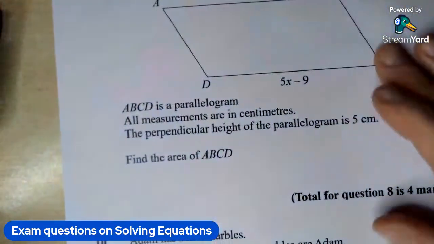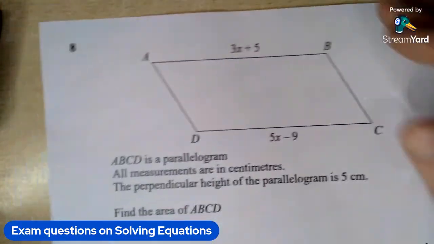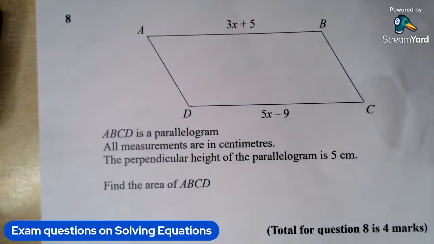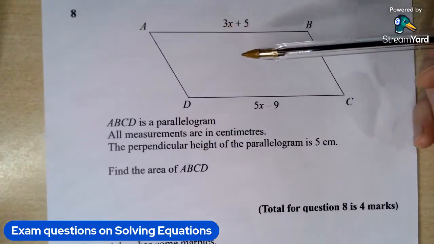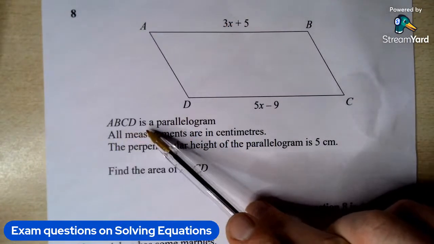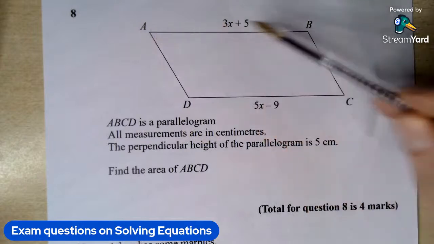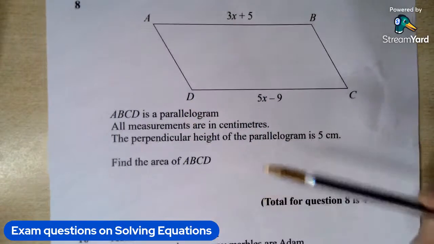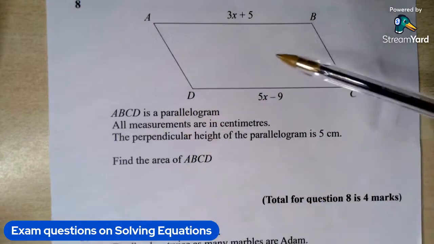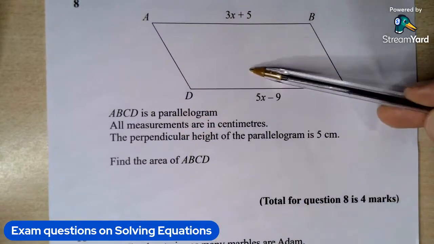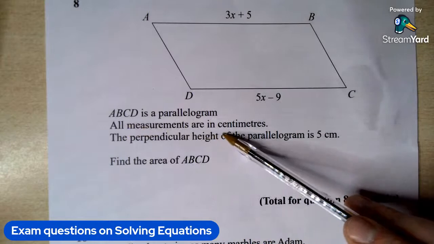Slightly different questions involving different topics. So here we have a parallelogram. I'll just zoom out a little bit so you can see a bit more. There you go. Right, so parallelogram. ABCD is a parallelogram. Don't let this terminology confuse you. Sometimes this can throw people off. They just have to explain what this is. All measurements are in centimeters.